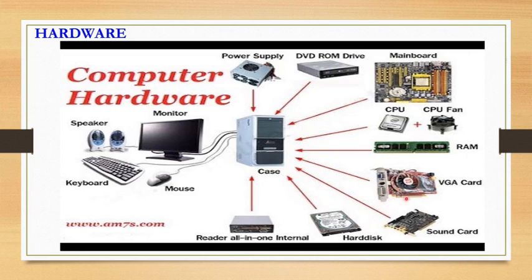Whatever things you are seeing here, all can be observed with naked eyes. So these are all called hardware. The physical components which we can see and touch are nothing but hardware. Here you can easily see monitor, mouse, keyboard, all these things are hardware which we can see with the help of our eyes.